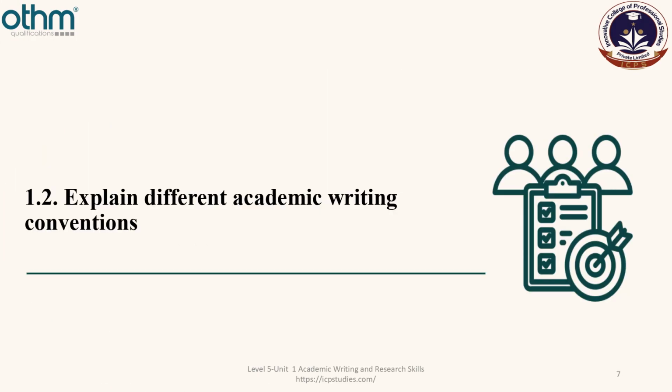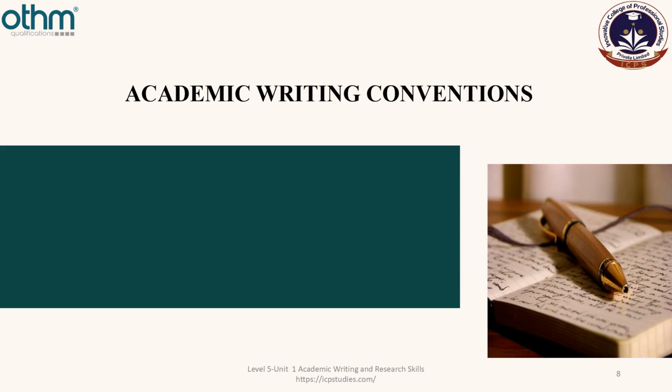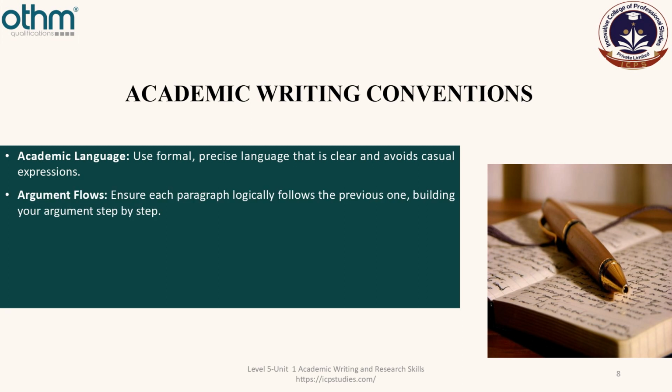Now we have the second assessment criterion, in which we explain the different academic writing conventions. The first one is academic language. It is how we can write in an academic way. Academic language is the use of formal and precise language that is clear, and it always avoids casual expressions.